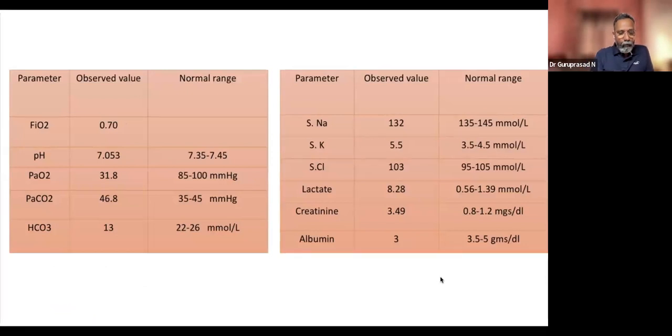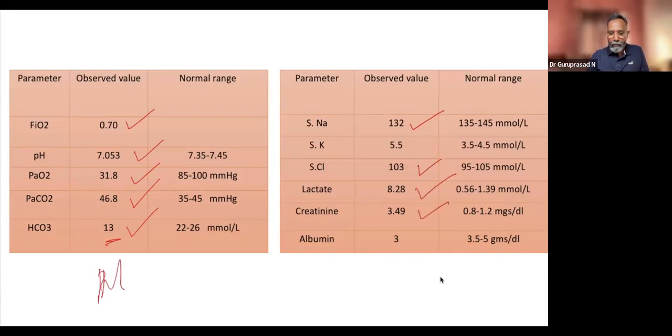The patient is on 0.77 FiO2. The pH is 7.05. See, the patient is hypoxemic. There is mild respiratory acidosis, but there is severe metabolic acidosis too. The change in bicarb is more than the change in PCO2, so the primary disorder here is metabolic. Then the sodium is 132, chloride is 103, lactates are very high, creatinine also is raised, so there is acute kidney injury, and the albumin is 3.